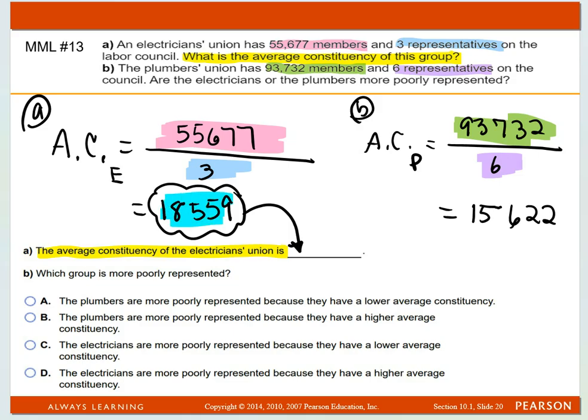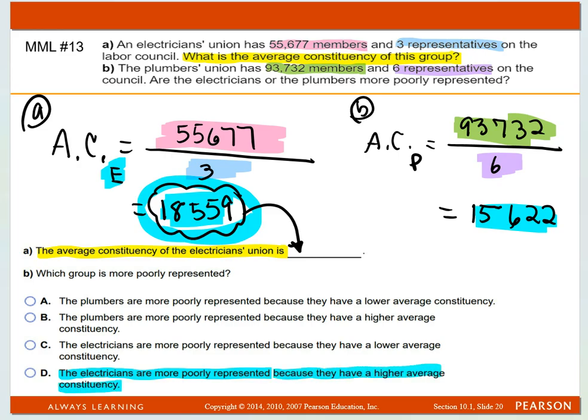Okay, so to answer Part B, you're going to compare these two numbers. This number here and that number there. And which one's bigger? This one is bigger. So the electricians are more poorly represented because they have a higher average constituency. Right here. The electricians are more poorly represented. Their number's higher, and it's because they have a higher average constituency.